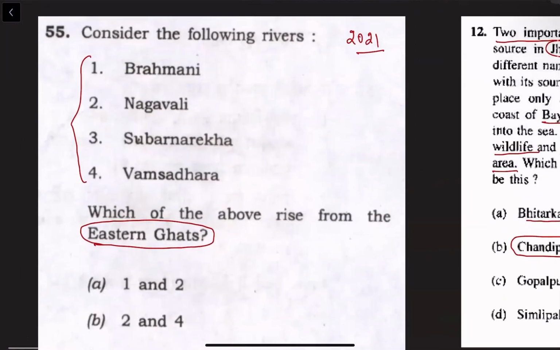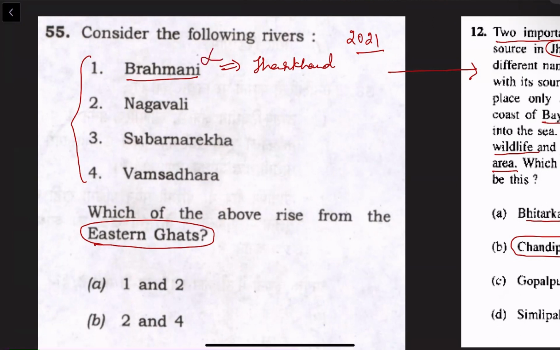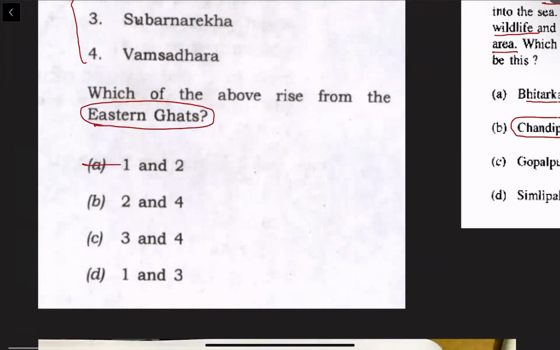Then, Brahmani has its source in Jharkhand. That is the exact clue which we got from this question. When it has its source in Jharkhand, there is no correlation between Jharkhand and the Eastern Ghats at all. Then we can safely cancel the option that Brahmani rises in the Eastern Ghats. Then easily we can cancel A and D. And with this, we are certain that the Vamshadhara is in the Eastern Ghats.